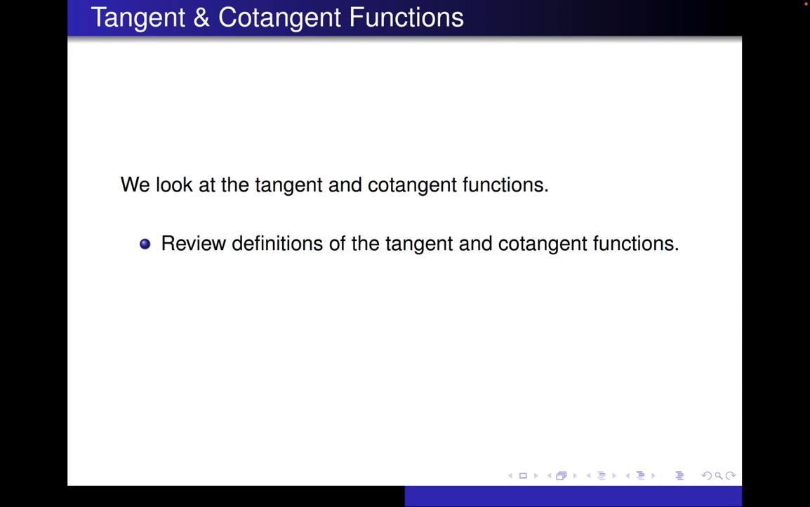So now we're going to be back looking at right triangles, and in particular we're going to be looking at the tangent and cotangent functions and how we can use them in some application problems. First we're going to review the definitions of the tangent and cotangent functions, both for right triangles and for circles. And then we're going to do an application problem that involves right triangles.